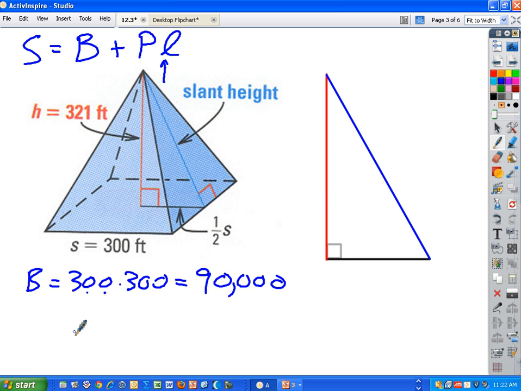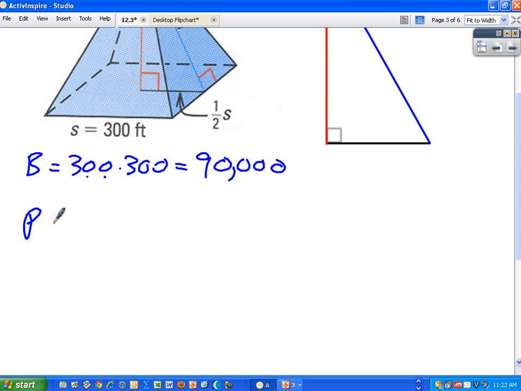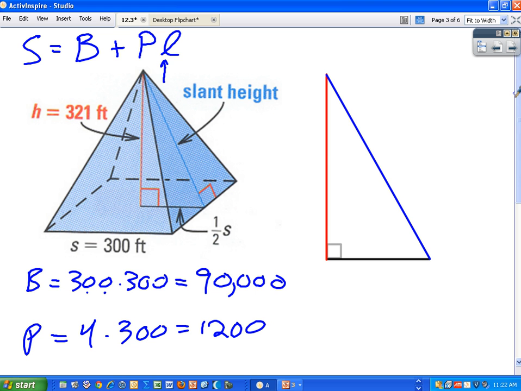What about the perimeter of the base? How would I find that? Side plus side plus side plus side. So for a square, it would just be 4 times the side length. Agreed? Is everybody with me? Okay, so if I want to do perimeter, that's just 4 times 300 equals 1,200 feet, distance around. Okay, but it's the slant height L that's going to be a little bit tough.